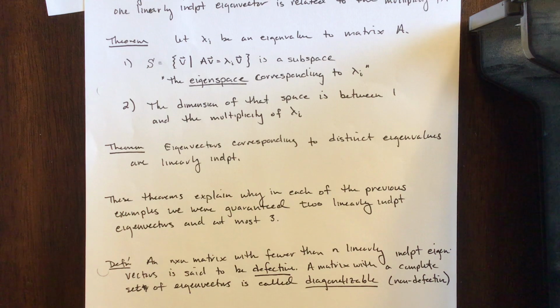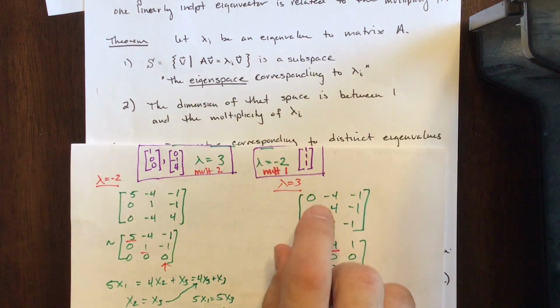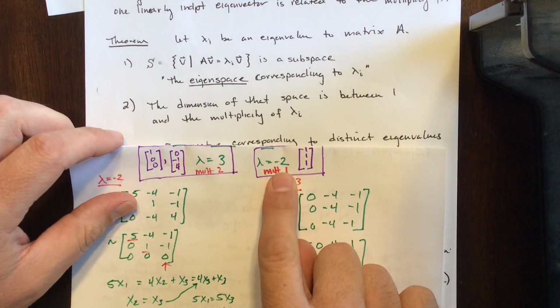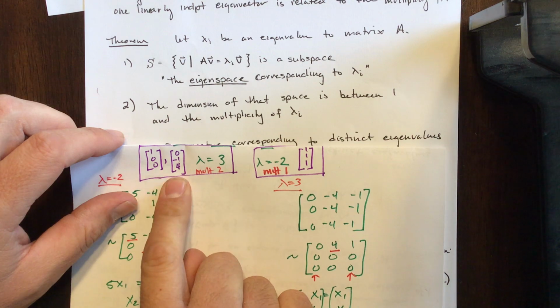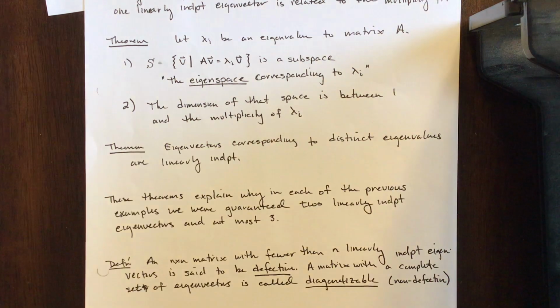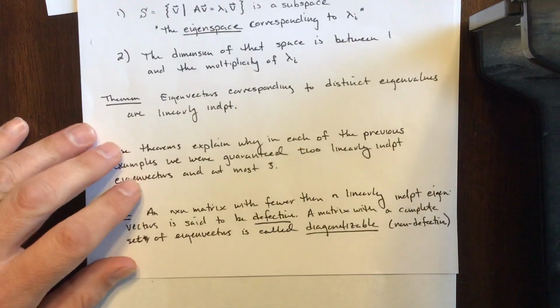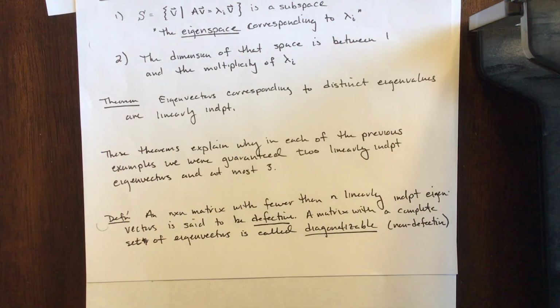Eigenvectors that correspond to distinct eigenvalues are linearly independent. So that means this eigenvector that corresponds to lambda equals -2 is going to be linearly independent of either of these. So these theorems explain why in each of the previous examples we were guaranteed at least two linearly independent eigenvectors, and at most 3.